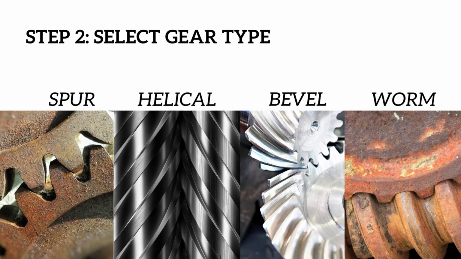Step 2. Select gear type. There are several types of gears: spur gears, simple and used for parallel shafts. Helical gears, similar to spur but with a helical tooth form, they offer smoother operation. Bevel gears, for intersecting shafts. Worm gears, for large speed reductions on non-intersecting shafts.